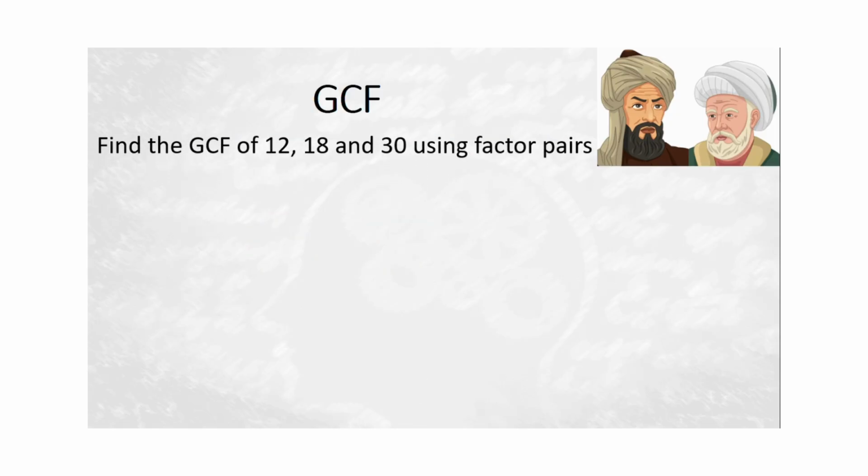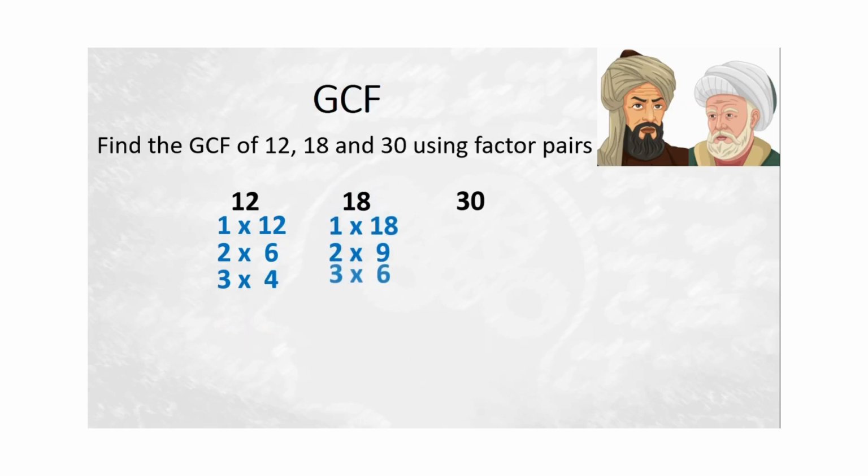Now what happens if you're finding the greatest common factor of 3 different numbers, 12, 18, and 30? We do it exactly the same way. We list out the factor pairs of 12. We list out the factor pairs of 18. And now we know we found all of the factor pairs of 18. And now factor pairs of 30. 5 times 6 works. 6 times 5 is the same, so we know we're done.